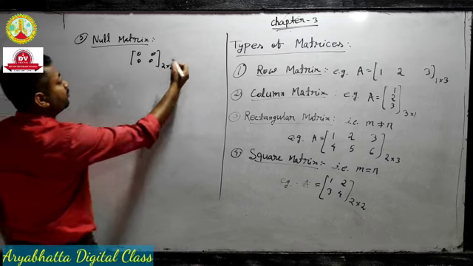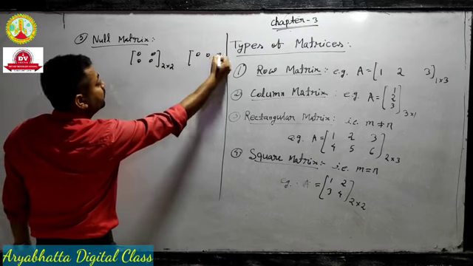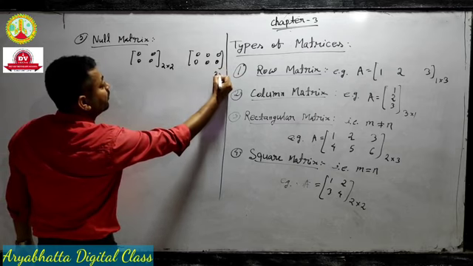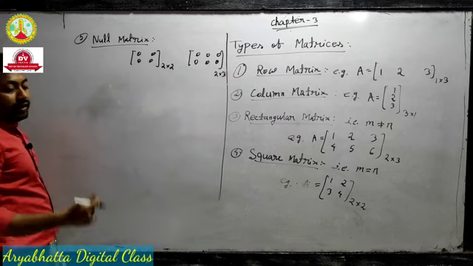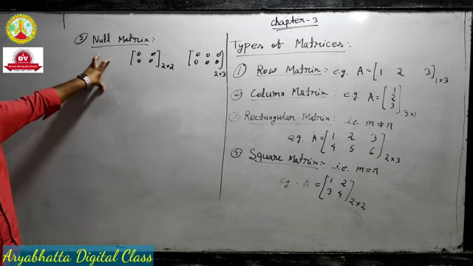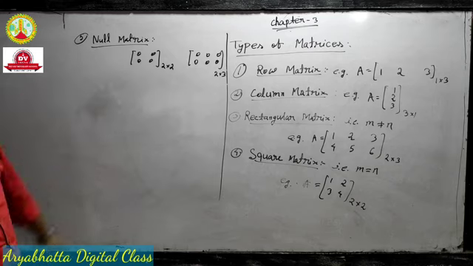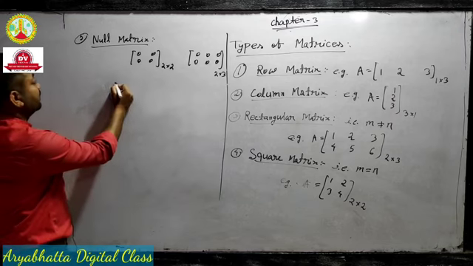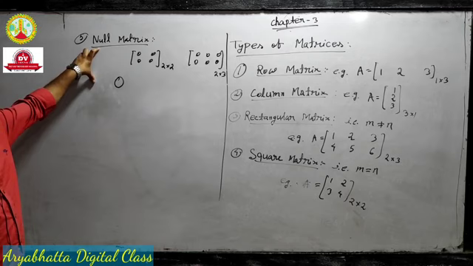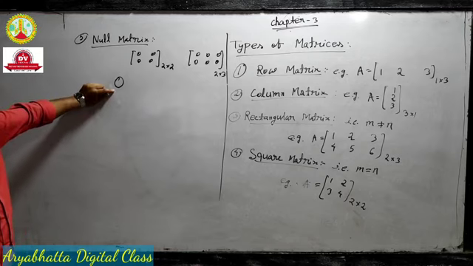Or we take another example, 0, 0, 0 and 0, 0, 0. This is called a zero matrix of order 2 by 3. In general, the null matrix or zero matrix is represented by the capital letter O.